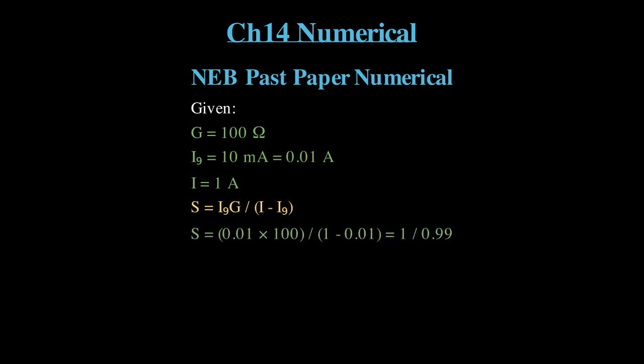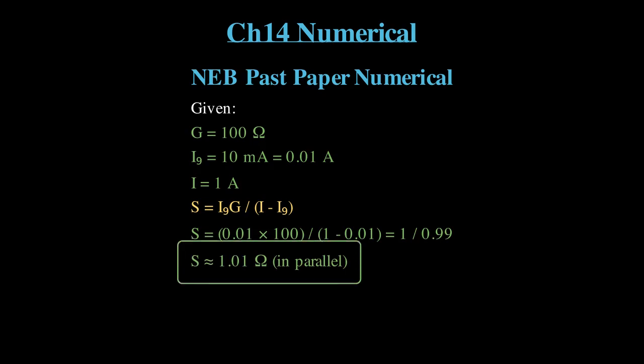Now we substitute the values into the formula. S = 0.01 × 100 / (1 − 0.01). The numerator becomes 1. The denominator becomes 0.99. So, S is 1 divided by 0.99. Calculating this gives us a shunt resistance, S, of approximately 1.01 ohms. So, our final answer is, to convert the galvanometer into an ammeter of range 0 to 1 ampere, a shunt resistance of 1.01 ohm must be connected in parallel with it.